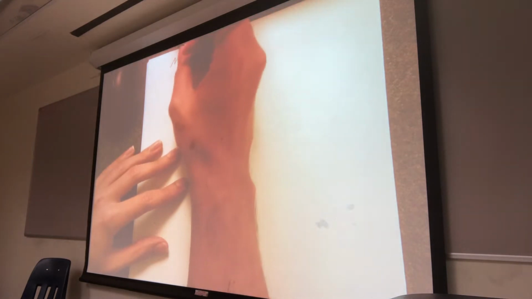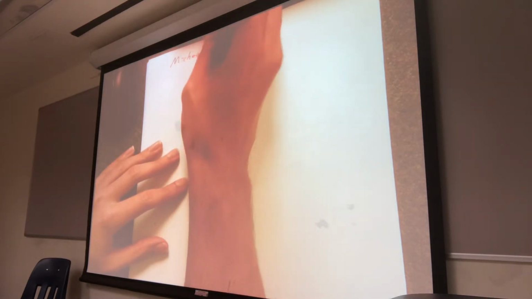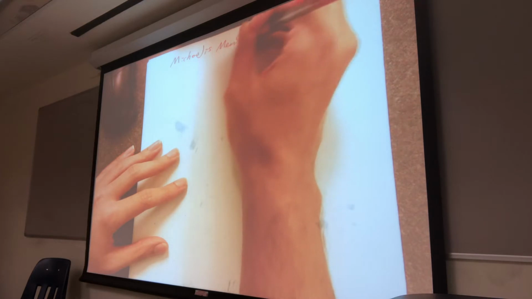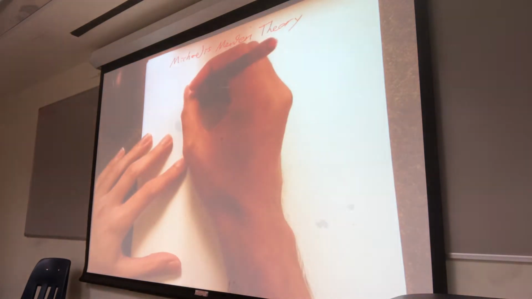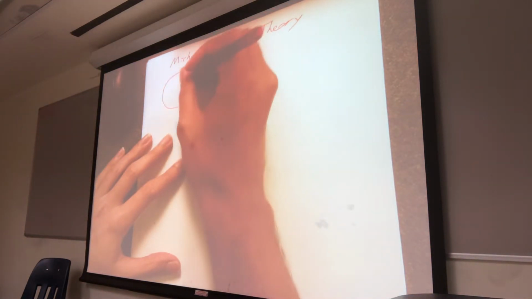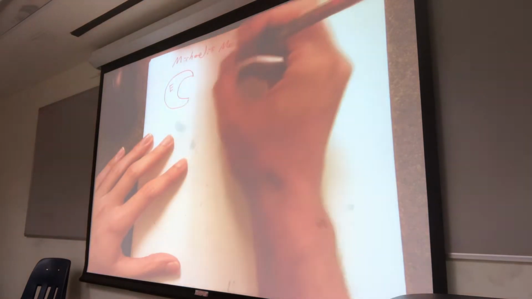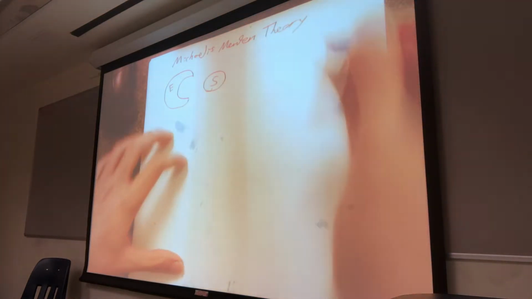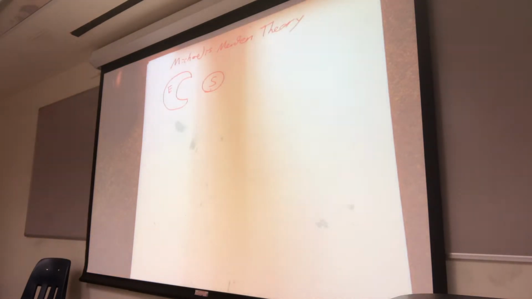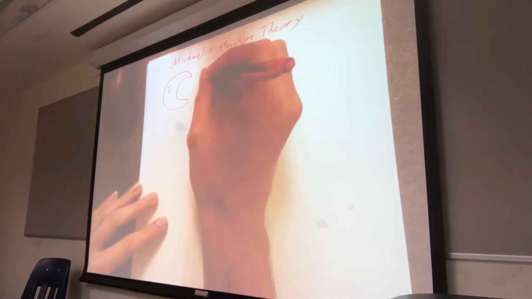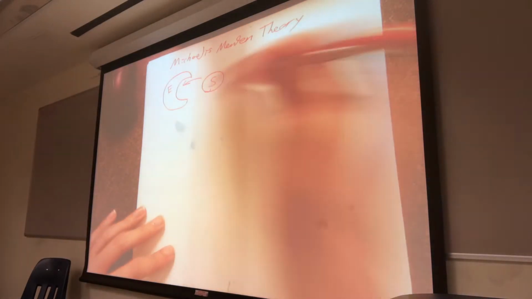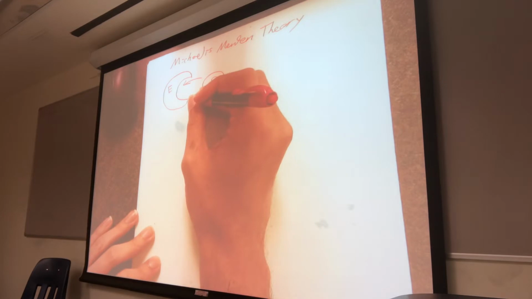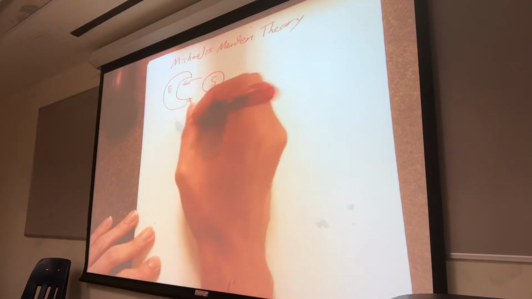So, Michaelis-Menten theory. The Michaelis-Menten theory is basically this. You have an enzyme, and you have a substrate. The substrate is going to bind to a particular site on the enzyme called what? Anyone know what the site is called on the enzyme? Active site is exactly right. So that is the active site.